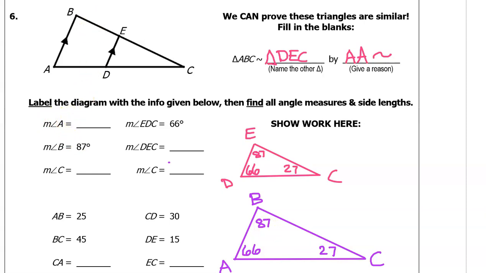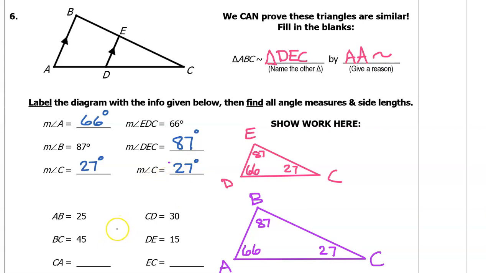So let's go back and fill in what we know. Angle A, that was 66 degrees. Angle DEC, that's the 87 degrees. Angle C is 27. I guess they wrote it twice because it's in both of these positions. So of course those are the same, 27 degrees both times. So that's it for the angles.